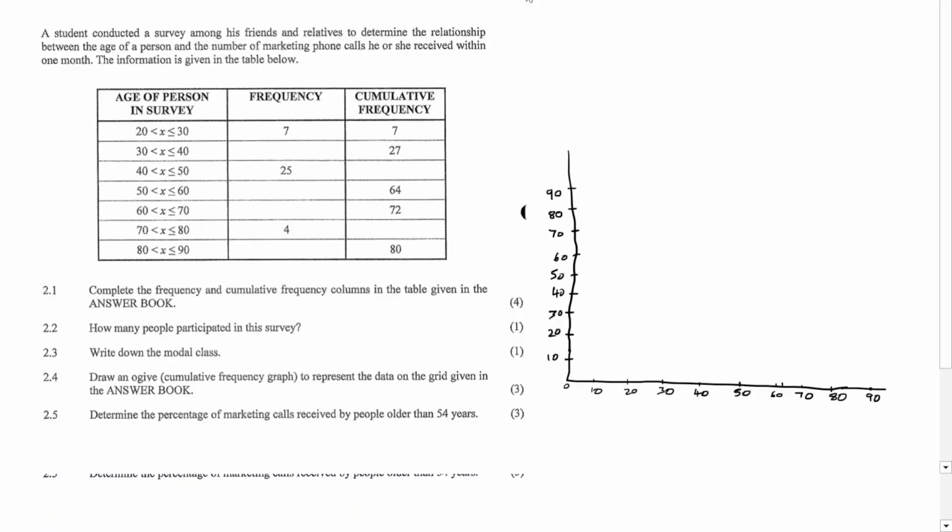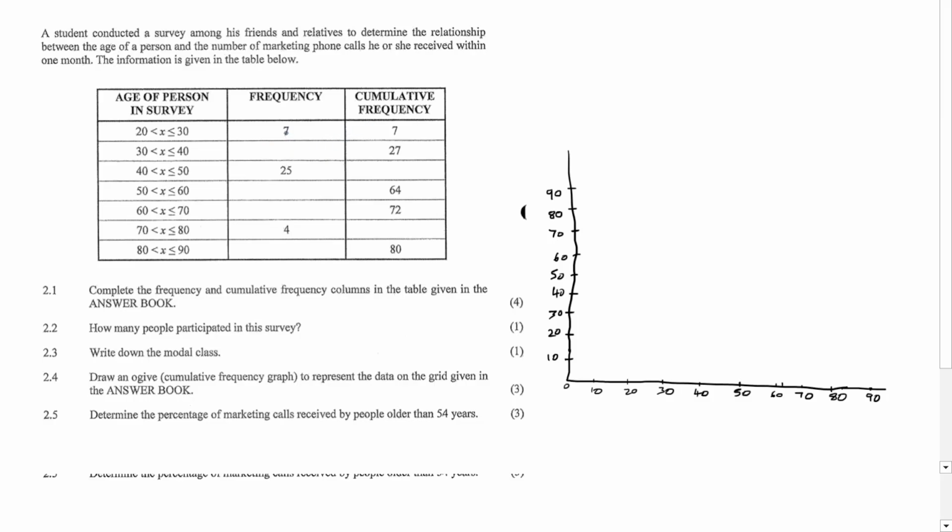In this video, we're going to look at an example of ogives, and that involves the cumulative frequency and grouped data or intervals. A student conducted a survey amongst his friends and relatives to determine the relationship between the age of a person and the number of marketing phone calls he or she received within 1 month. The information is in the table below. It's kind of a hodgepodge of information that's been given, and so we might have to work forwards and backwards a bit.